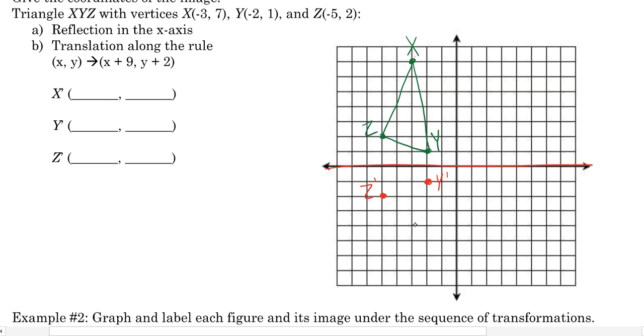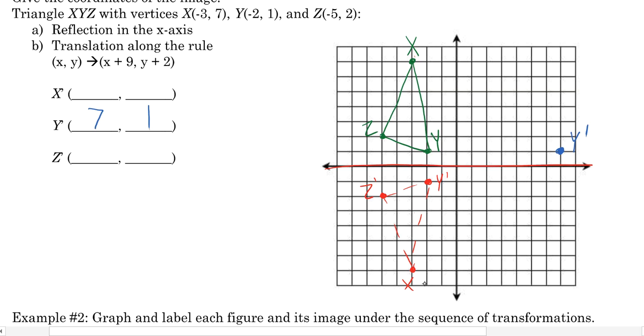Okay, so that's our first transformation. However, we're not done, which is why I did not fill that shape in completely. We now need to take that new shape and translate it using the rule x plus 9, y plus 2. So I'm going to count 9 spaces to the right and then 2 units up. For Y, 1, 2, 3, 4, 5, 6, 7, 8, 9, and 1, 2. So the image of Y maps to 7, 1.